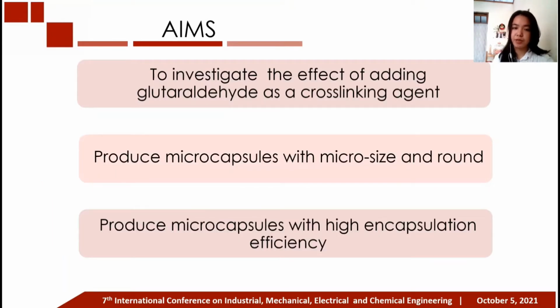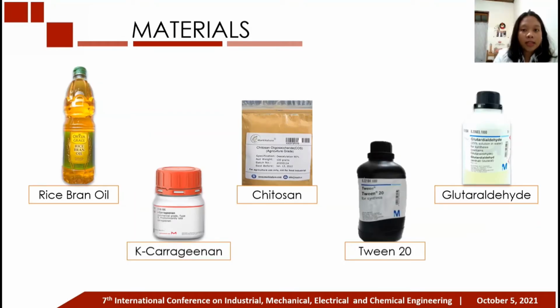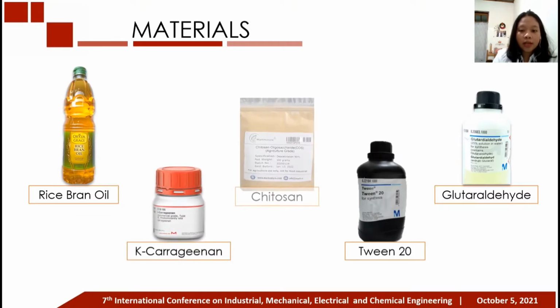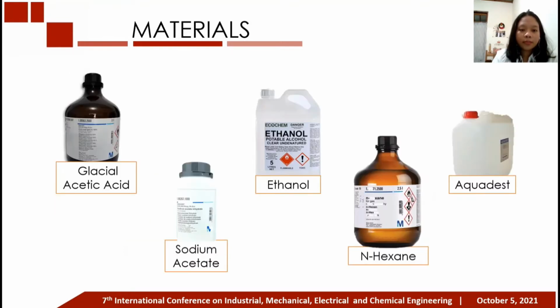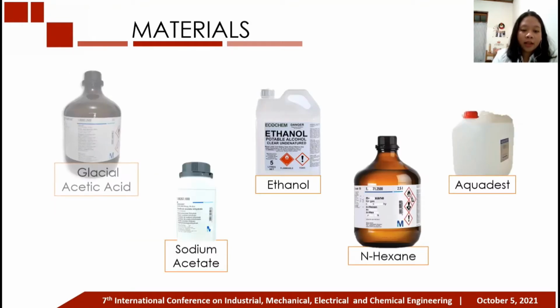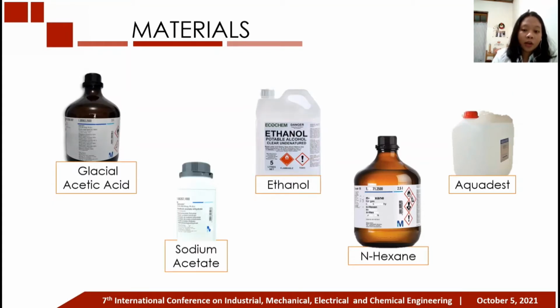This research has several objectives. The first is to investigate the effect of adding glutaraldehyde as a cross-linking agent. The second goal is to produce microcapsules with micro size and round shape, and the last goal is to produce microcapsules with high encapsulation efficiency. The materials needed in the research are rice bran oil, Carrageenan, Chitosan, Tween 20, glutaraldehyde, and then glacial acetic acid, sodium acetate, ethanol, hexane, and aqueous.